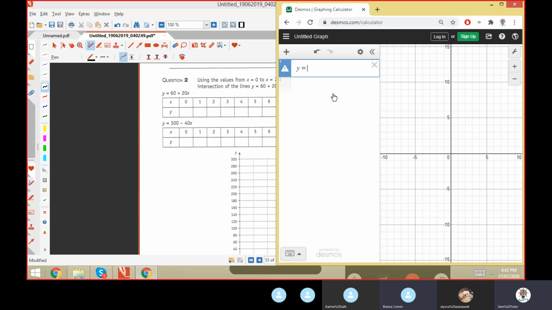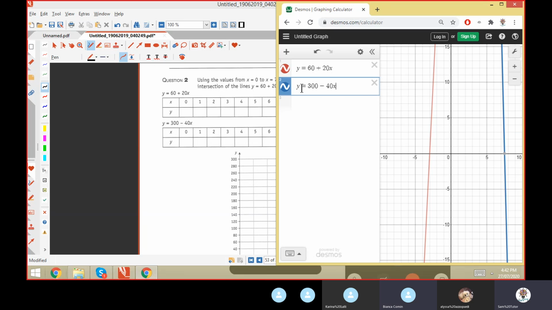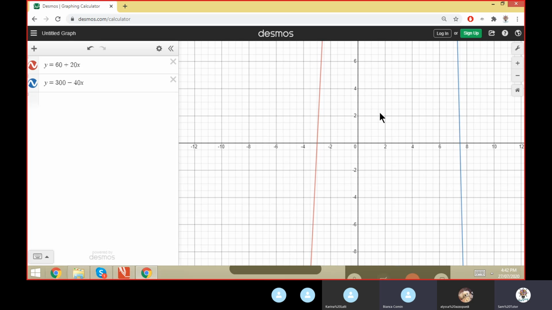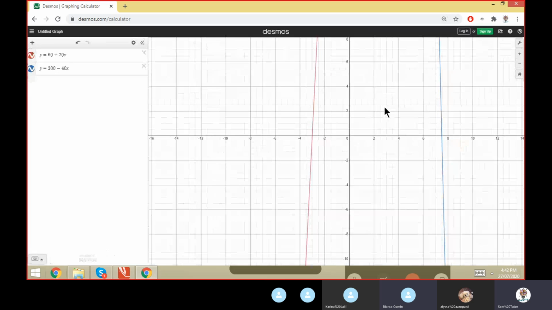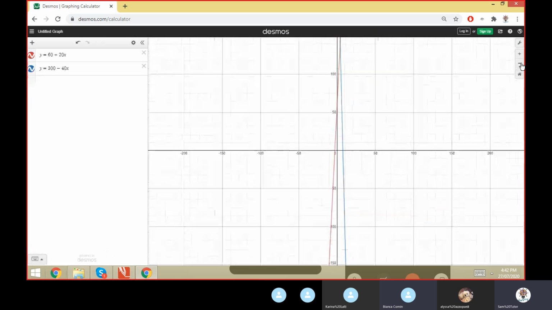Y equals 60 plus 20x, and the other one is y equals 300 minus 40x. All right, here it is. There it is.